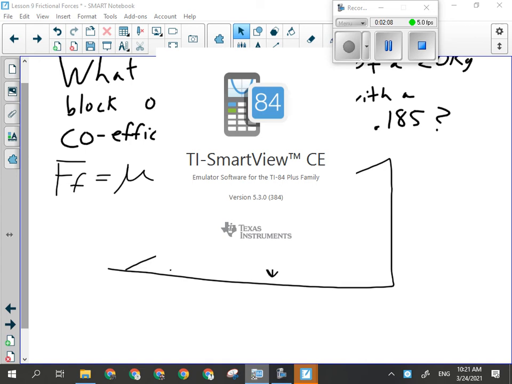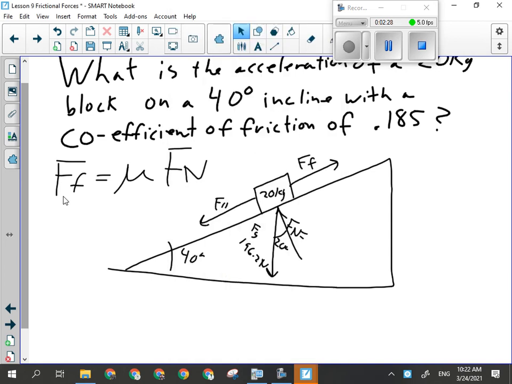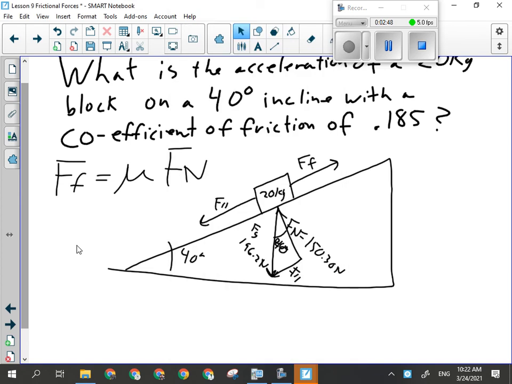Cos of 40 degrees, sorry. So cos of 20 degrees, no, see, and I said it's 40. Cos of 40 degrees times 196.2. All right, so that side's 150.30. And then we also need F parallel. That'll be the sine of 40, not 20. Sine of 40 times 196.2. All right, so that's 126.11.